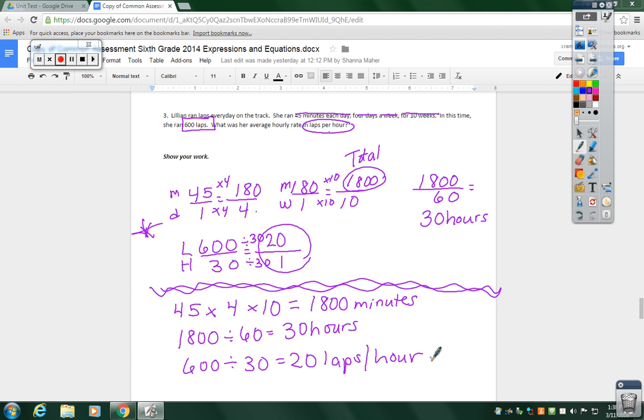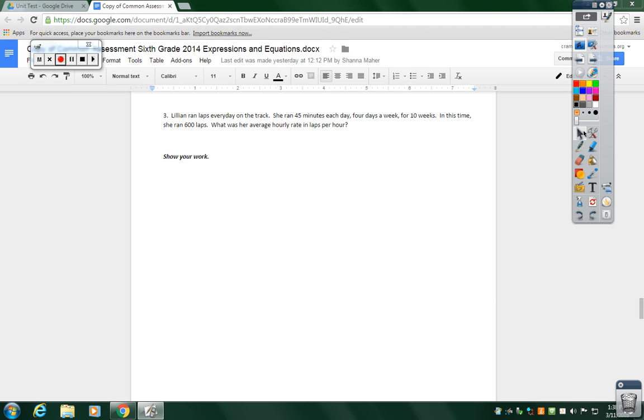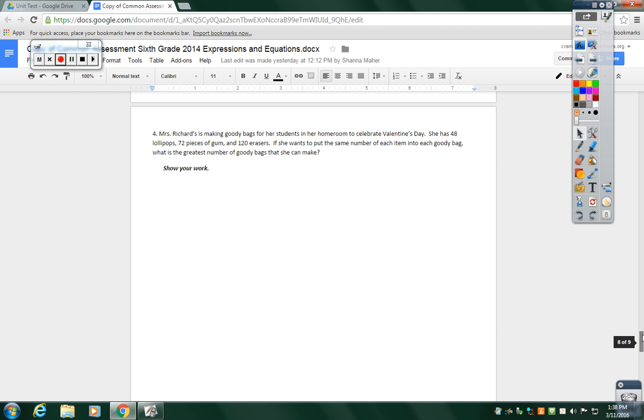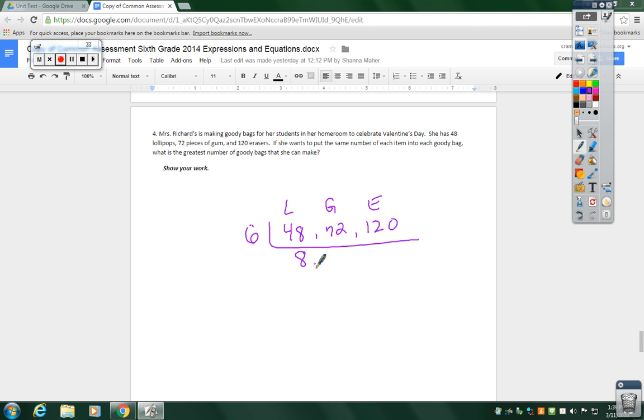Okay, last two. We can do this. This one, super easy. 48 lollipops, 72 pieces of gum, 120 erasers. I know they're all divisible by, I'm going to guess 6. So I'm going to get 8, 9, 20.